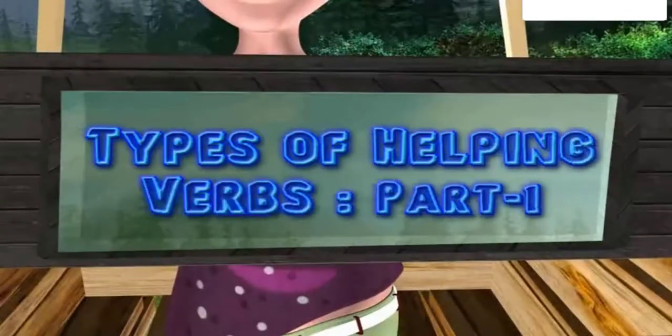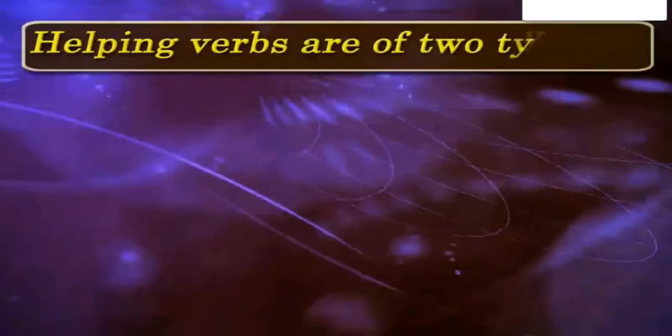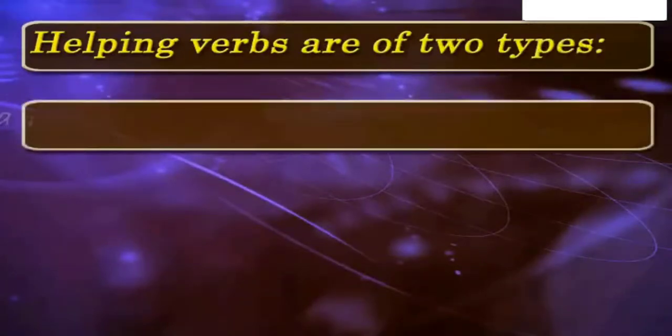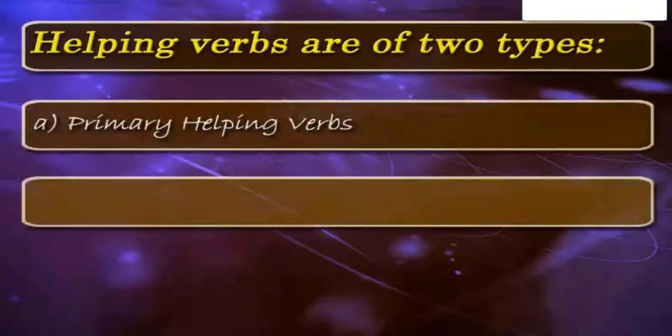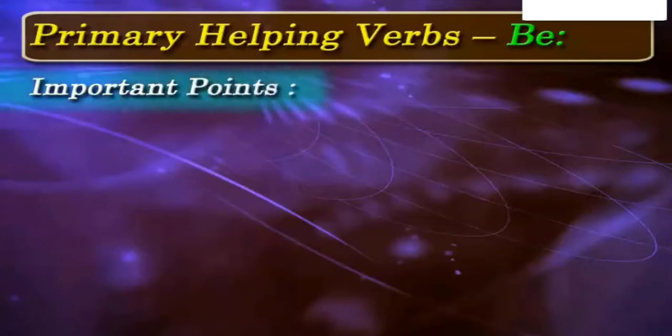Types of helping verbs, Part 1. It is very important to note that helping verbs are of two types. A. Primary helping verbs. B. Modal helping verbs. In this module, let us learn about the primary helping verb be. Here are some important points regarding helping verb be.